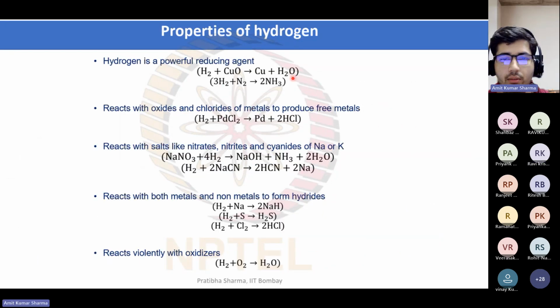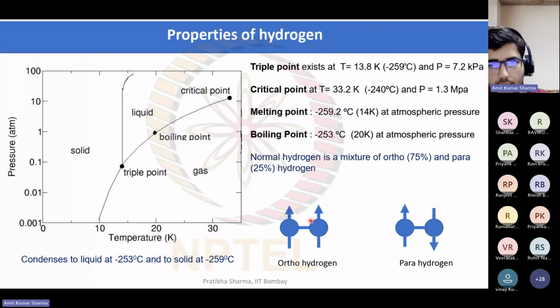Excuse me, these are the properties. Yes, sir. Can you go to the previous slide? During our session they also mentioned ortho and para hydrogen. What is the difference between them? They mentioned the atomic spin, parallel and anti-parallel. What does it mean basically? The difference, actually I'm also not sure, so I have to look into this. Okay, no issue. In the next class, we will discuss this in detail.